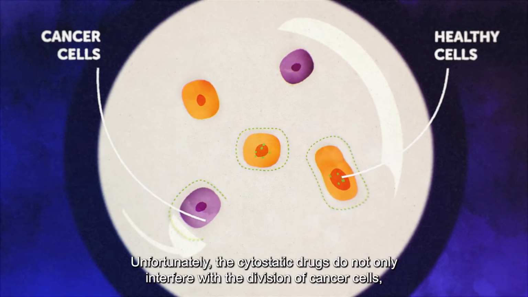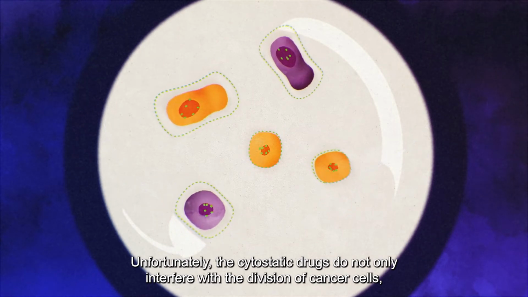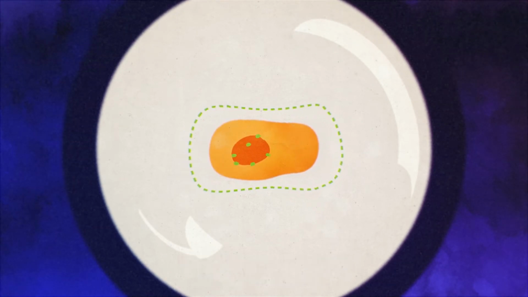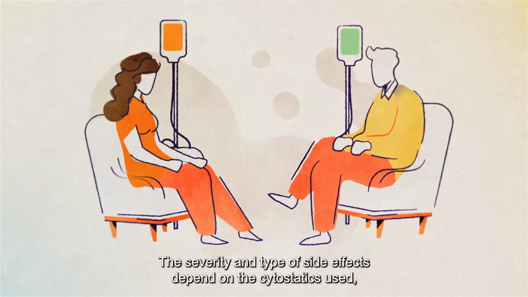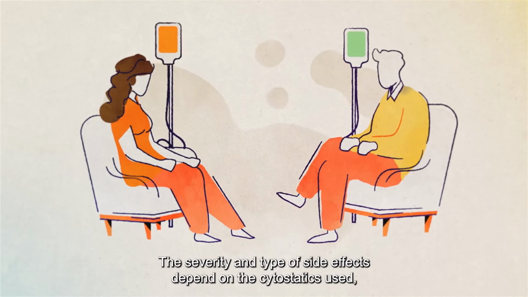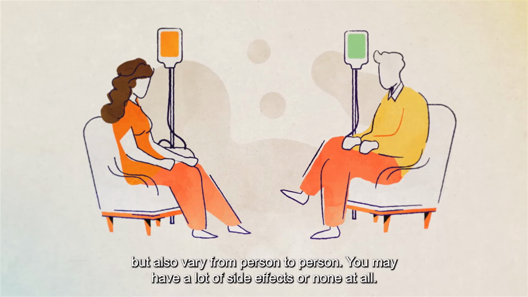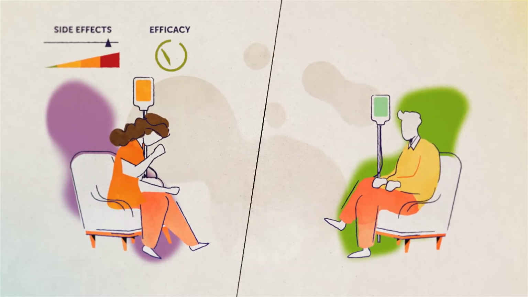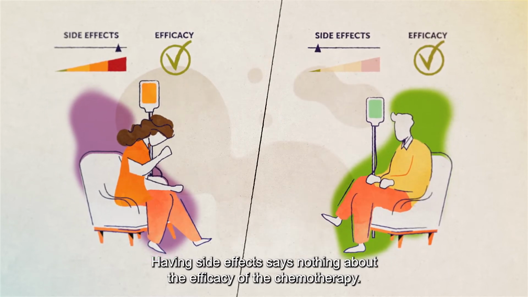Unfortunately, the cytostatic drugs do not only interfere with the division of cancer cells, they can also have the same effect on healthy cells. As a result, all kinds of side effects can occur. The severity and type of side effects depends on the cytostatics used, but also vary from person to person. You may have a lot of side effects or none at all. Having side effects says nothing about the efficacy of the chemotherapy.